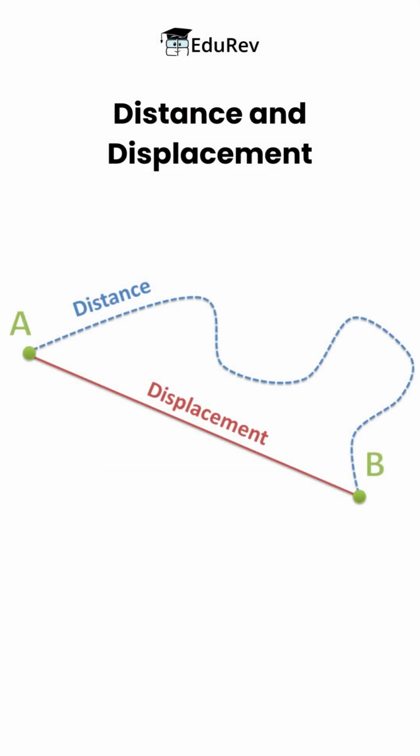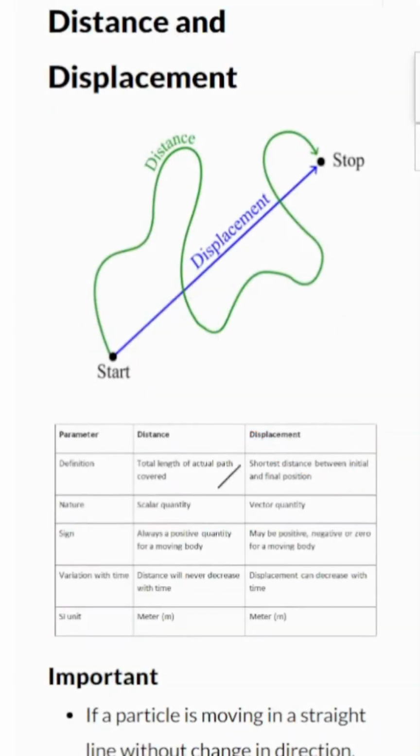Distance and displacement. Distance and displacement are fundamental concepts in physics that describe how objects move and their final positions. They are related but distinct concepts. Distance. Distance is a scalar quantity that measures the actual path traveled by an object. It is always positive or zero and represents the total length of the journey. Distance never decreases with time, and its SI unit is meters.